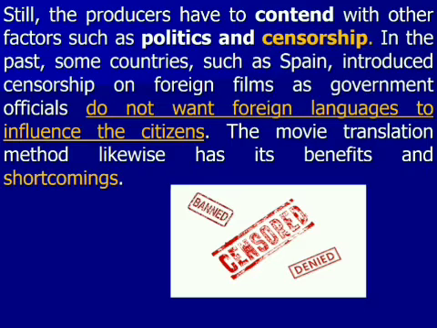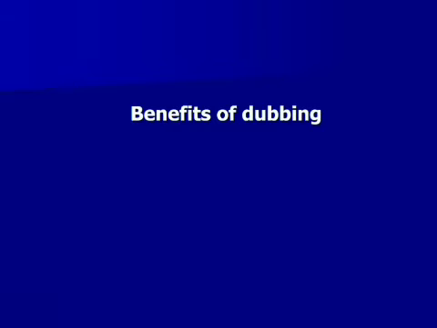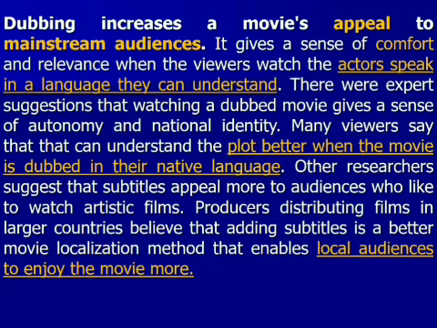When we speak about censorship, each country has got their own censorship program that does not want foreign languages to influence the citizens. Sometimes they omit, they shorten some cultural peculiarities of films in order not to affect their culture. When we speak about benefits of dubbing, we can say the following. If it's used in English language, you can capture the whole auditory in the world.